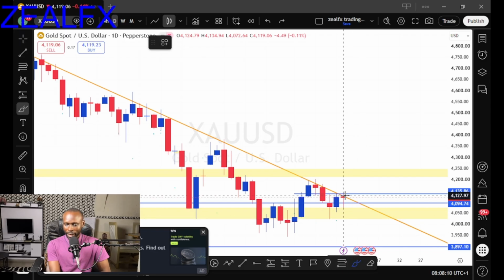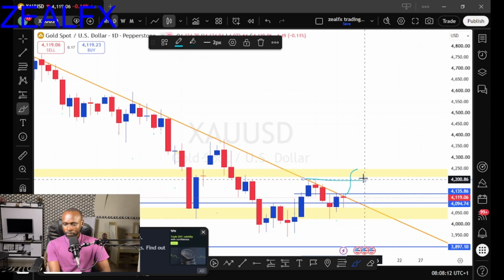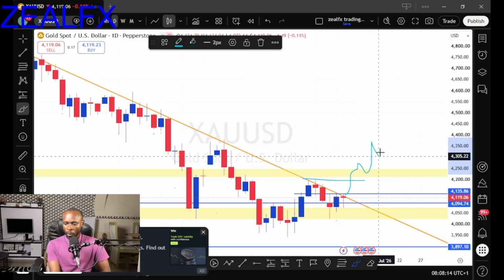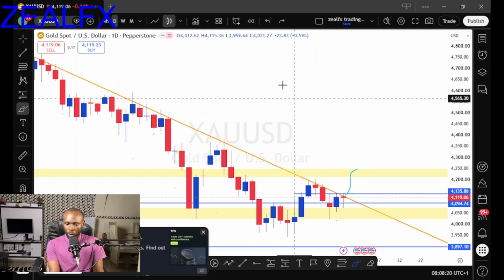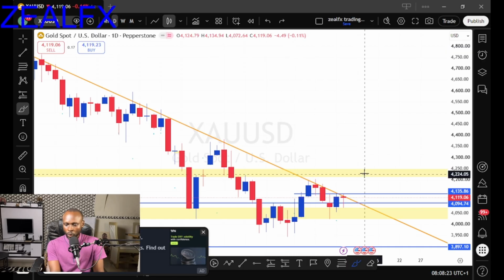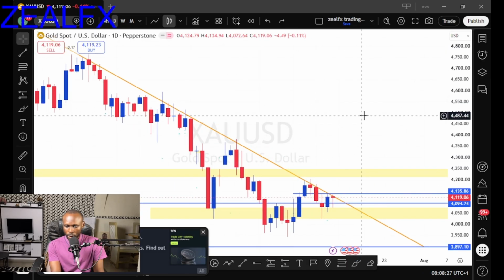Once we see price break out of this level, we will start looking for possible buying opportunities for the gold USD. But so long as price still remains below this trend line, we have to remain looking for the selling opportunity on the gold USD.